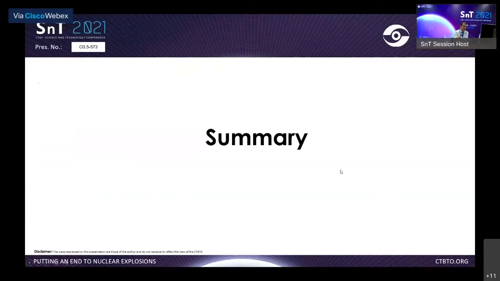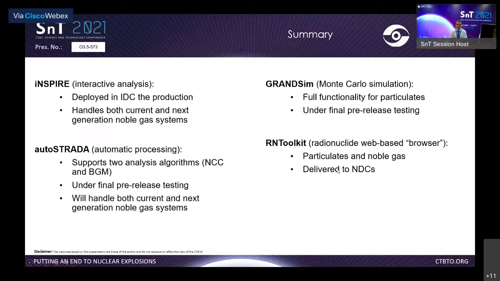So to summarize, Inspire is now deployed in the IDC operation, and it is also available to NDCs. It handles both current and the next generation of noble gas systems. Autostrada is about to be promoted to the IDC operation for replacing BG Analyze, and that will also be used for both current and the next generation noble gas systems.